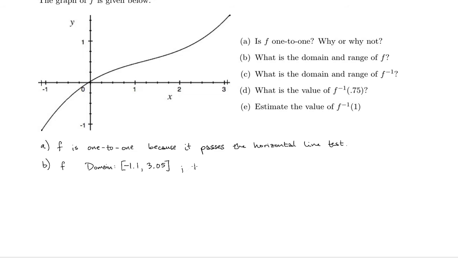Okay, and then we do our range. And so we're looking at our possible output values. So we go to our bottom point, come over. Looks like that's going to be at about negative 1.25. And then our highest point, come across. And it looks like that's going to be right around there, maybe 1.7.